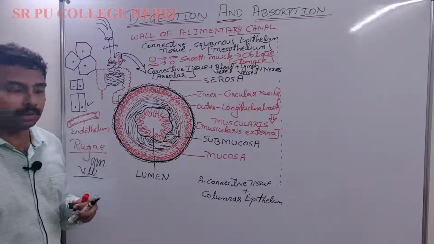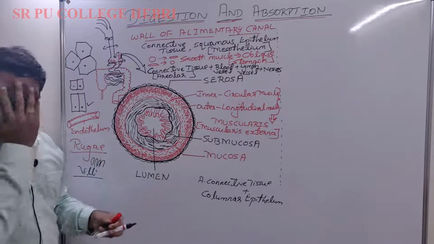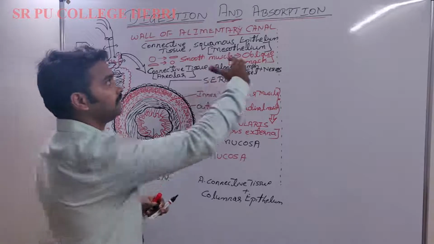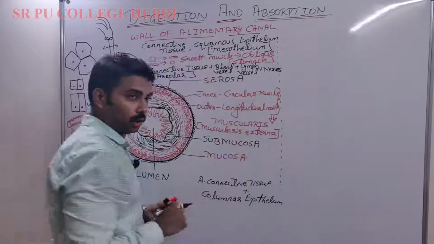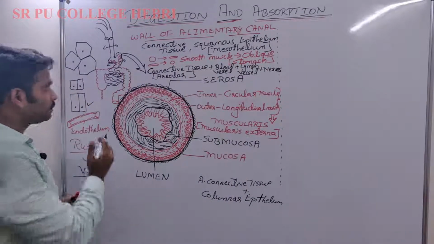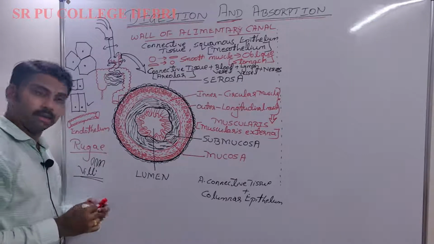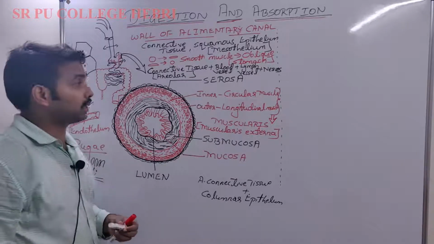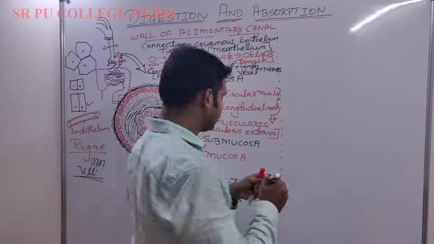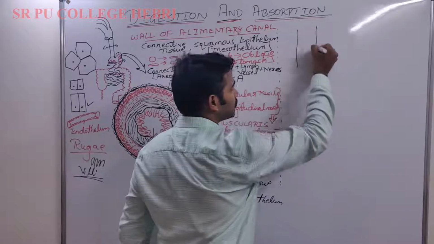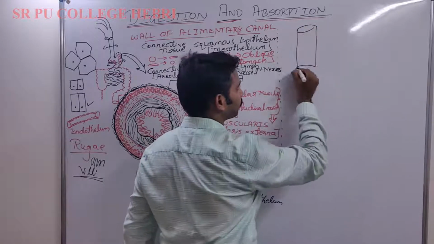Mucosa. Now, while we discuss this wall of the alimentary canal, we have to discuss the absorption concept in this chapter also, right? In the small intestine, absorption is mainly helped by whom? Villi. That's why we should know the structure of which one? Villi. Very simple.